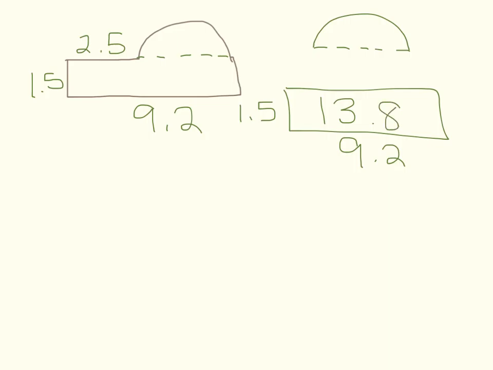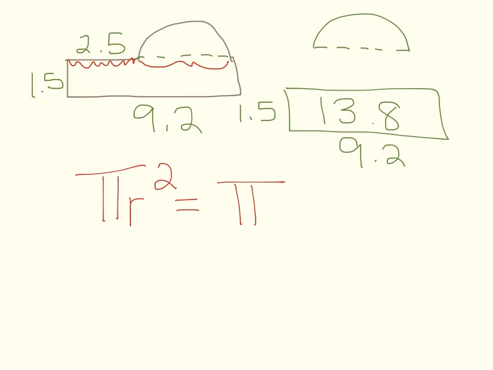Now we have to start working on the area of the circle. Well, we know the formula for that is pi r squared. Pi would stay the same, but we have to figure out the radius. If we know the whole distance is 9.2, but this little distance right here is 2.5, then the diameter, which is all the way across the circle, is the difference. So 9.2 minus 2.5 would give us 6.7 for the diameter. But you have to cut that in half to get the radius.